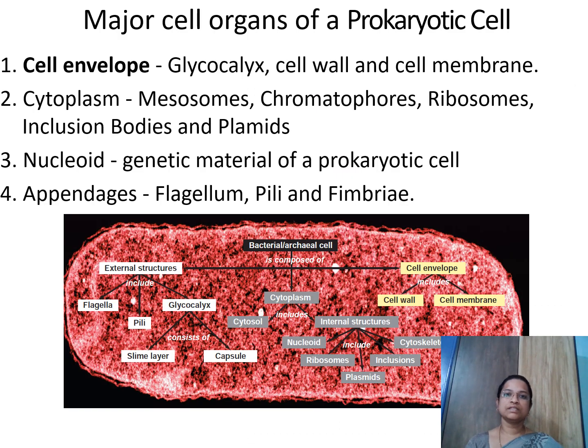Some of the major components of the prokaryotic cell are as follows. The first one is the cell envelope, which is composed of glycocalyx, cell wall and cell membrane. The second component is cytoplasm, which is made of mesosomes, chromatophores, ribosomes, inclusion bodies and plasmids. The third one is the nucleoid, which is the genetic material of a prokaryotic cell. And the last one is the appendages, which include flagellum, pili and fimbriae.